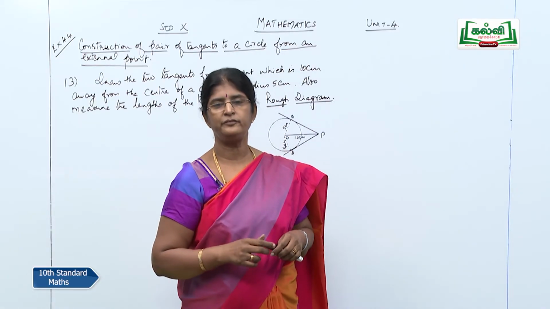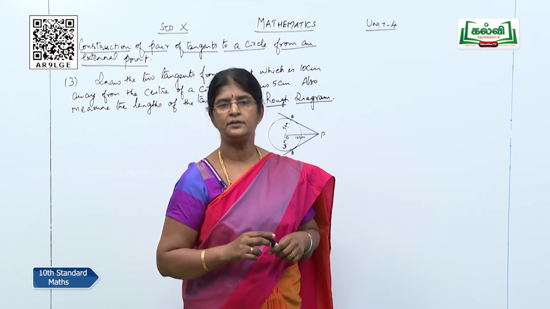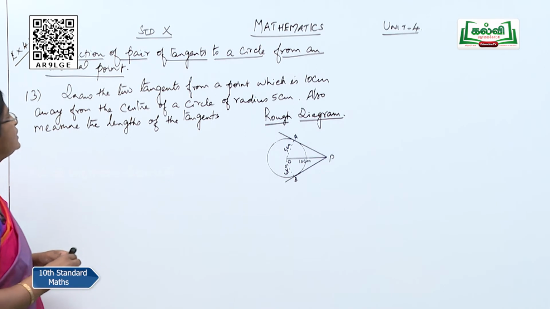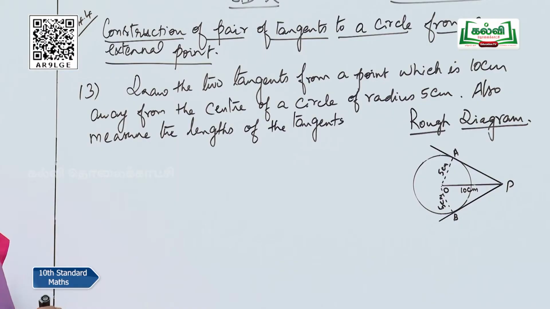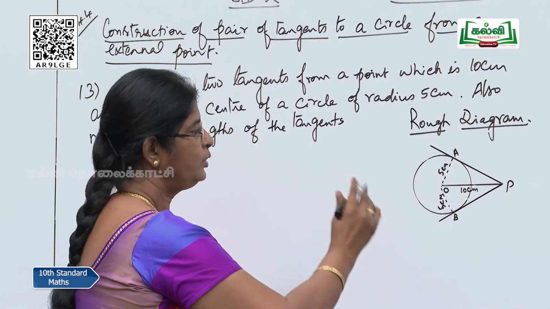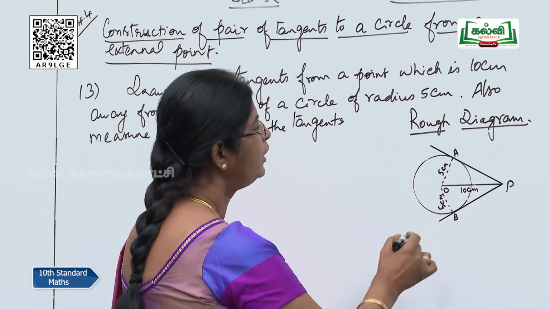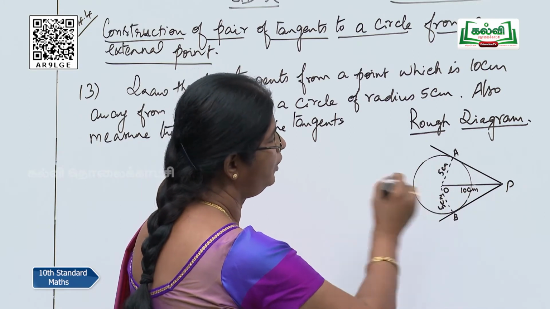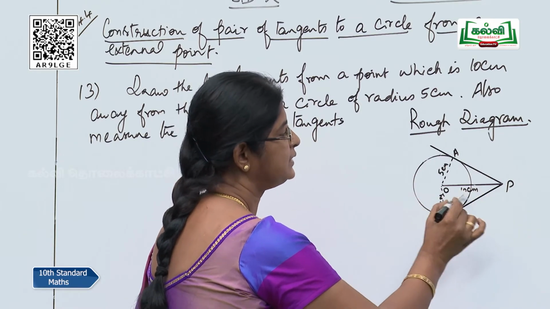In exercise 4.4, we will have the 13th sum based on the third type, pair of tangents from an external point. Draw the two tangents from a point which is 10 centimeter away from the center of a circle of radius 5 centimeter. Also, measure the lengths of the tangents. As we know already, we are going to draw the rough diagram only on the right side of the paper. Now we have drawn a circle with center O and 5 centimeter as the radius, and the distance between O and P is 10 centimeter.